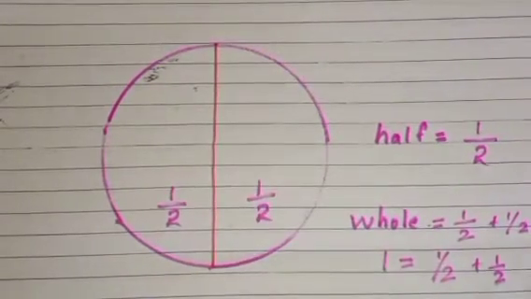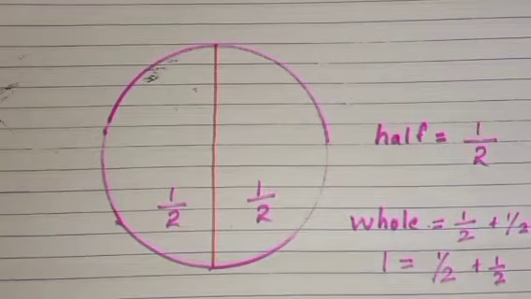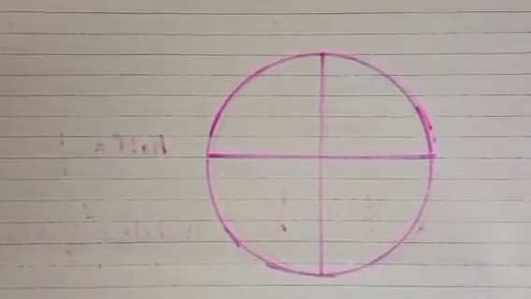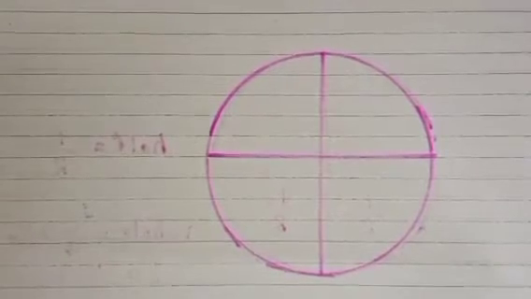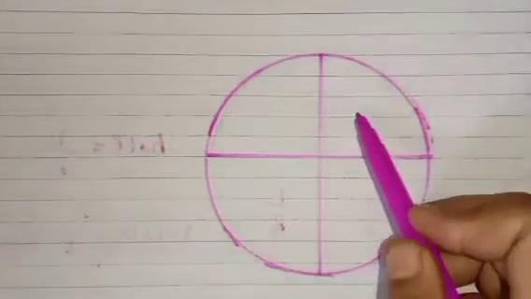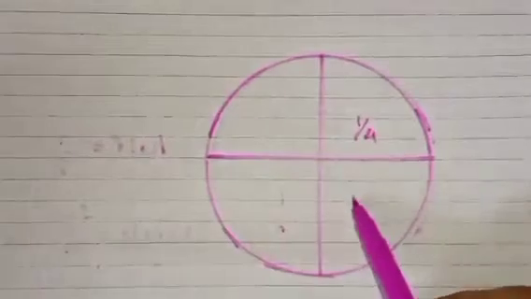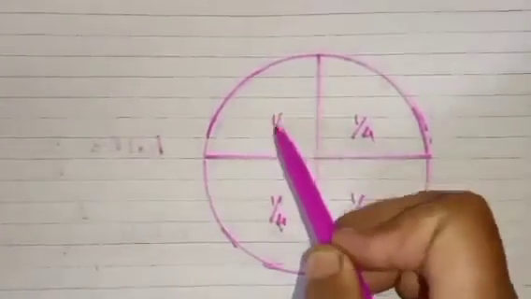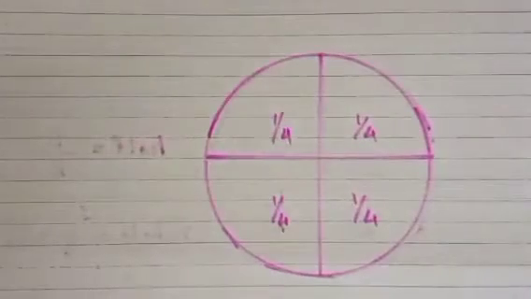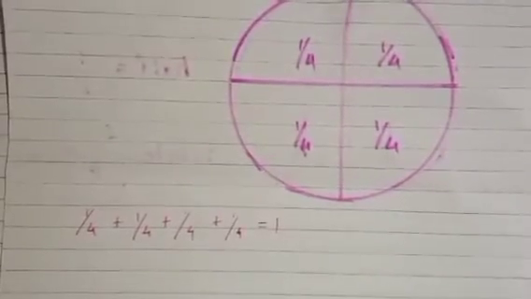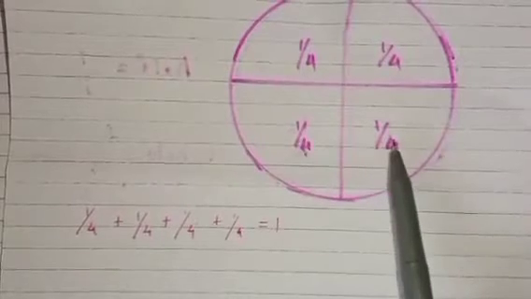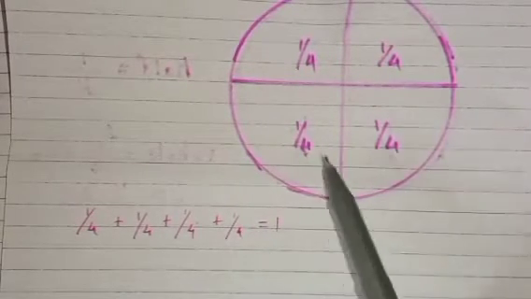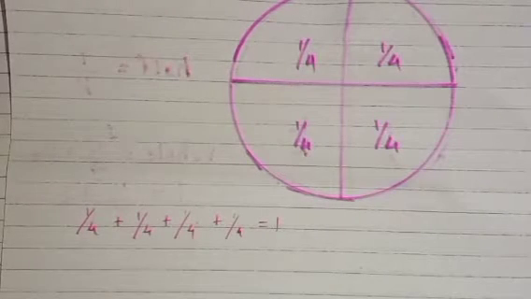Then again we can divide this circle into 4 parts. Again this whole part we can divide into 4 parts. So how will you write? This is a 1 by 4 part. And this is also 1 by 4, and this is also 1 by 4, and this also 1 by 4. Then we can write 1 by 4 plus 1 by 4 plus 1 by 4 plus 1 by 4 equal to 1. That is this full part.